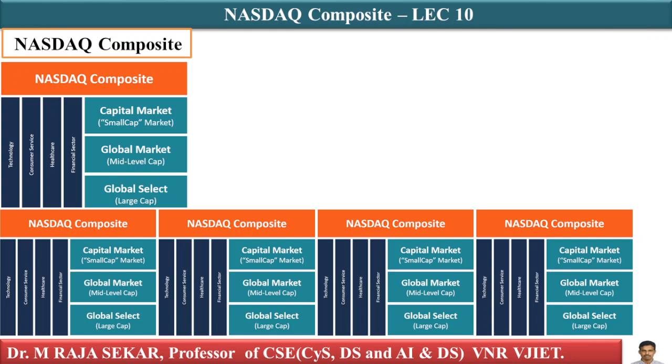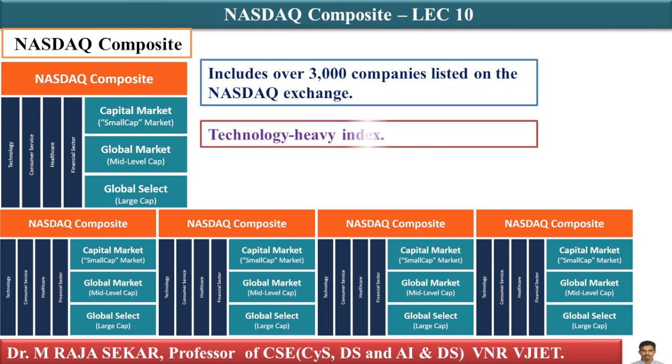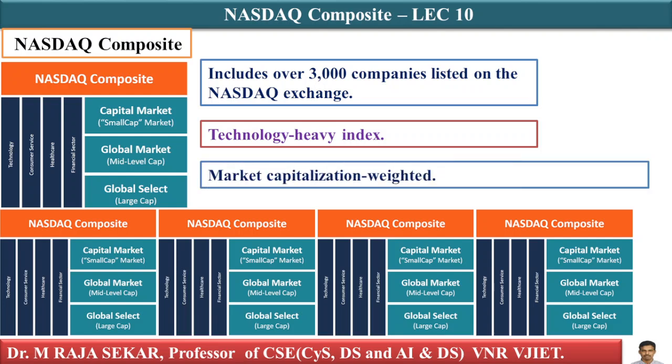Then the next one is NASDAQ Composite. It includes over 3,000 companies listed on the NASDAQ exchange. Basically, it is a technology heavy, market capitalization weighted index, dominated by tech companies like Apple, Microsoft, and Google. That's important. It is technology heavy weighted, and it has its own relevance in tracking technology and innovation sectors.